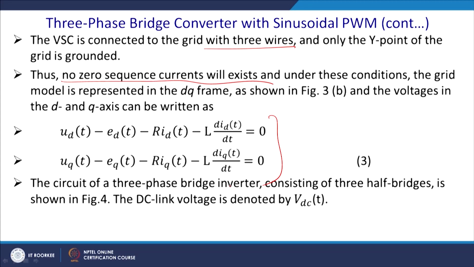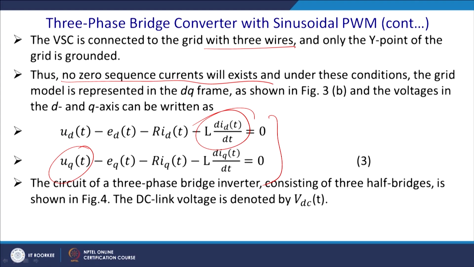So, UA minus ED minus ID minus L dID/dt equal to 0. You may be confused, I just told you that this parameter looks DC, then how does this term come? You know, actually the reference frame itself is moving at 50 hertz. So, thus this term will exist. Similarly, this is for the quadrature axis and this is for the direct axis.